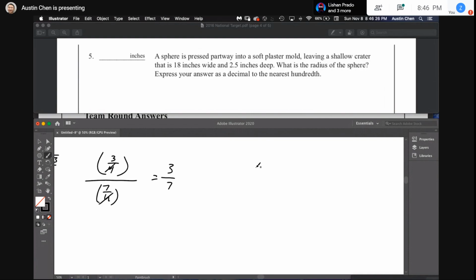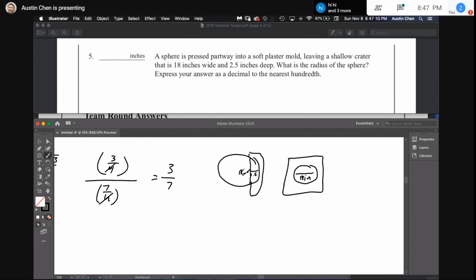So it's like we press a sphere into a mold, and it deforms the mold into the shape of the sphere, right? So the mold is surrounding the sphere, maybe like this. And then it leaves that crater right there. If you look at it directly, it's going to be 18 inches wide. And then if you look at it on the side view, it'll be 2.5 inches deep, right? So we can also put this 18 inches right here.